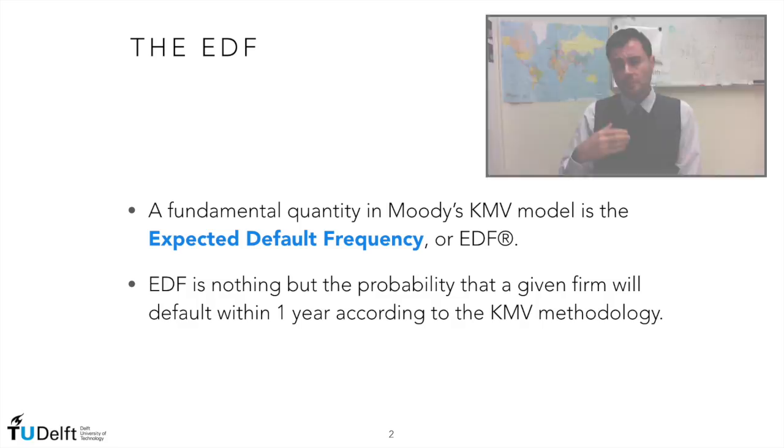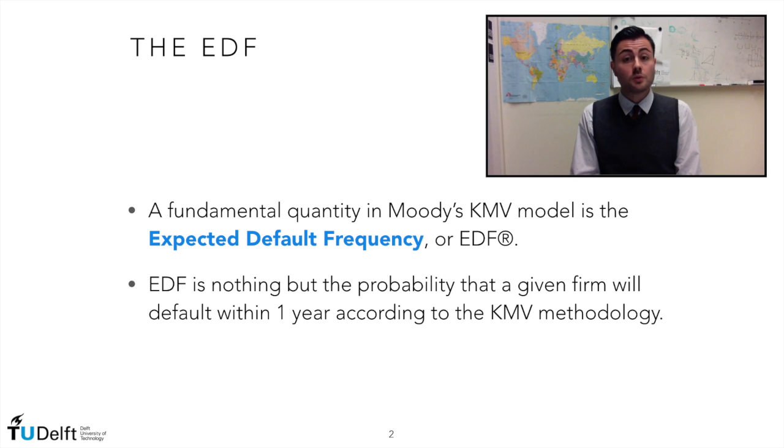Hi there! In this video lesson, we will deal with Moody's KMV. Moody's KMV is one of the most important industry models out there for the estimation of the probability of default of a counterparty. Or, if we want to use Moody's terminology, instead of the PD, we will deal with the EDF, the expected default frequency.